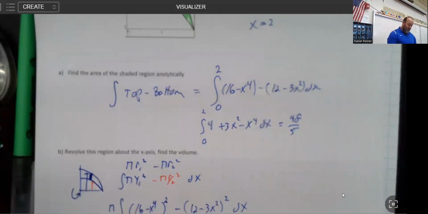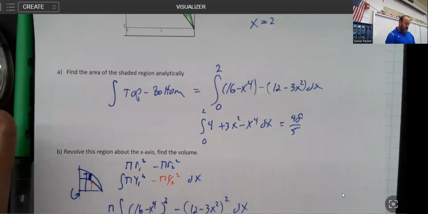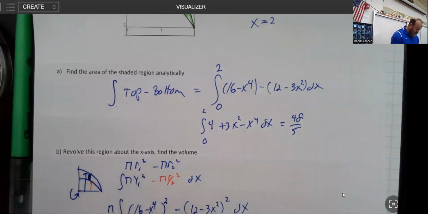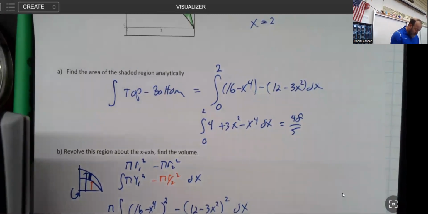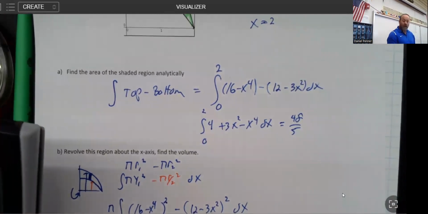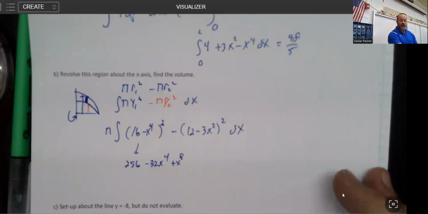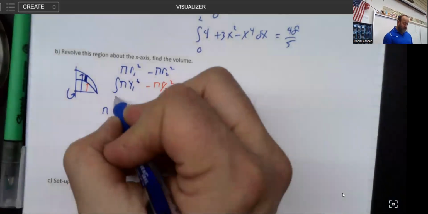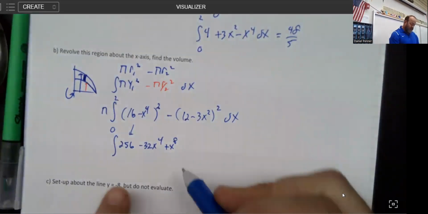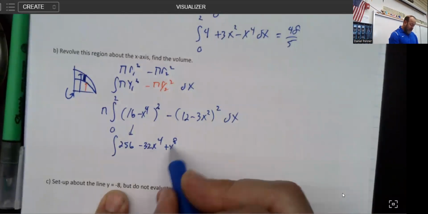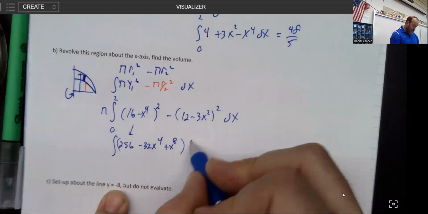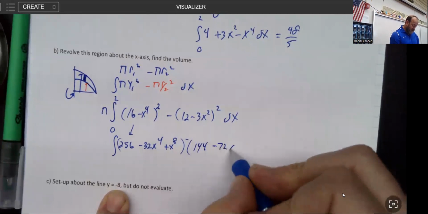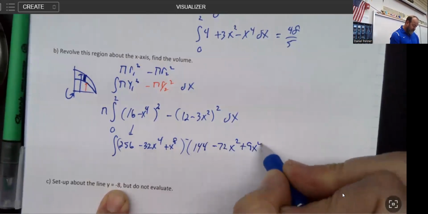Now, again, the process remains exactly the same as it has been. If you need to, we could do a little bit of math on it and say 16 squared is 256, minus 32x to the fourth, plus x to the 8. I already discussed in a previous video how you would go about expanding this out, so that you can do your integral from 0 to 2. But if you can expand this out and expand this one right here out, I guess I might as well do it. That's 144. 12 times 3 is 36, so that'd be 72x squared plus 9x to the fourth dx.